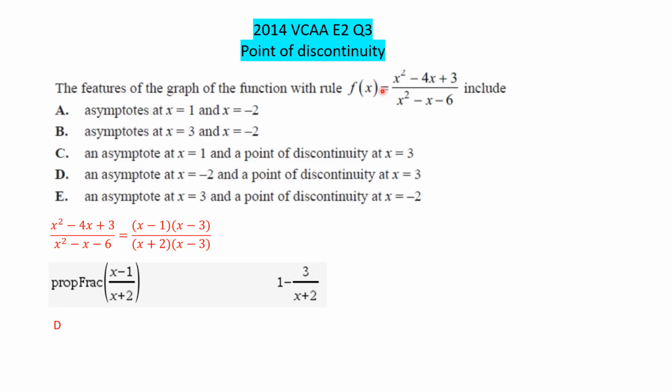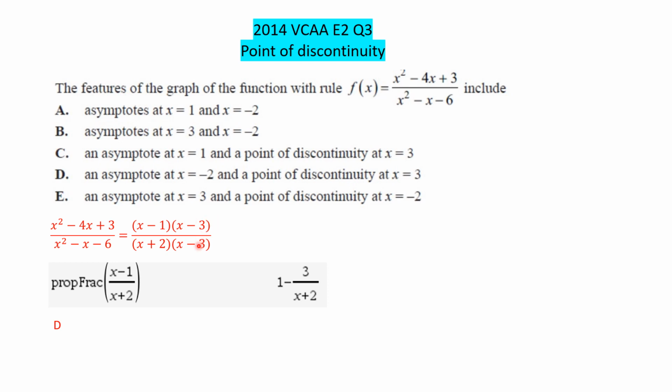So in this example, again, a rational function. This is power 2, this is power 2 as well, and this one is x minus 2. Actually in this case, you have to factorize first. So you factorize the denominator here. You can see that both the numerator and denominator have the same factor x minus 3.